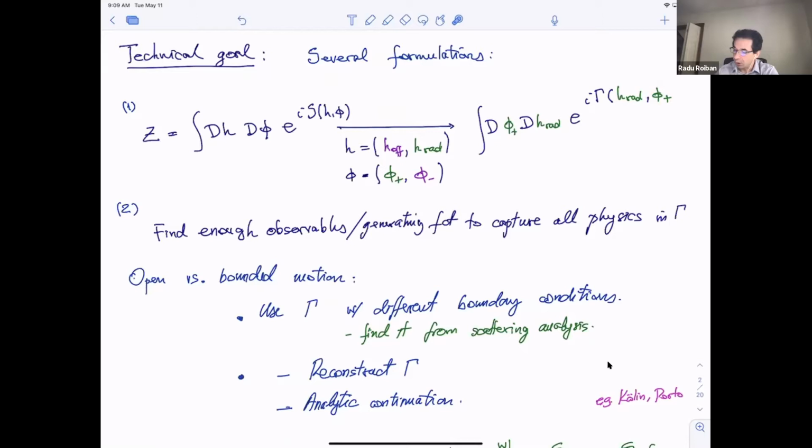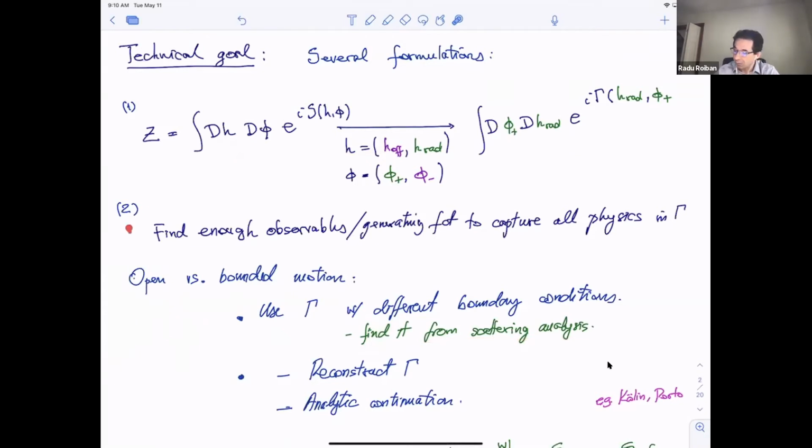That would be one way to formulate the goal. Another way is to bypass this partition function story and attempt to construct, by whatever means, observables or generating functions of observables which capture the entire physics that in the first version is captured by gamma, and then take it from there. If one has gamma on one's hands, one could equally well treat open motion and motion on bounded orbits. The only difference is changing the boundary conditions for the equations of motion. Because of this, one could attempt to find gamma not by directly integrating things out in this formal partition function way, but from a scattering amplitude type calculation, from a scattering angle, for example.